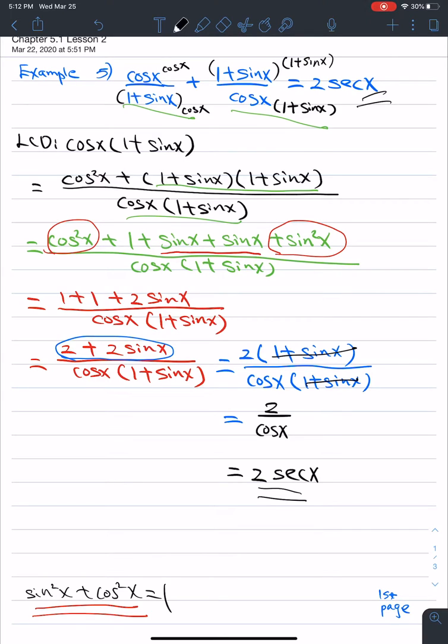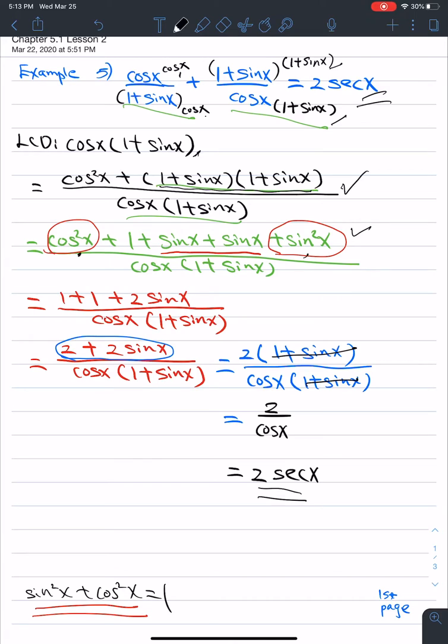Let me repeat example 5. What's the LCD? The LCD is cosine times 1 plus sine. So I multiply the first one by cosine, and I multiply both of them by 1 plus sine. So I got that. And then I FOIL. Do you see the FOIL here? I FOIL those two and I got that. Combine the like terms.